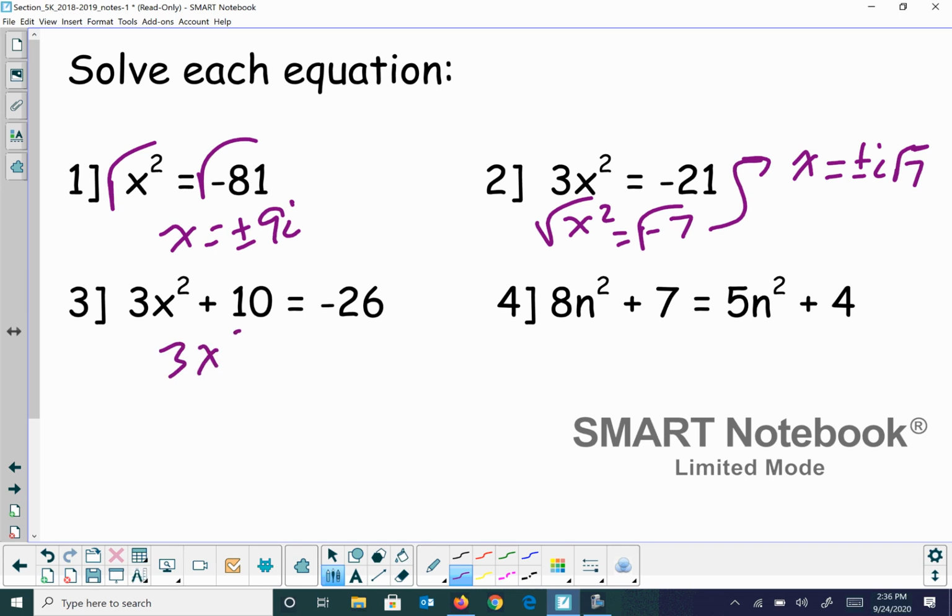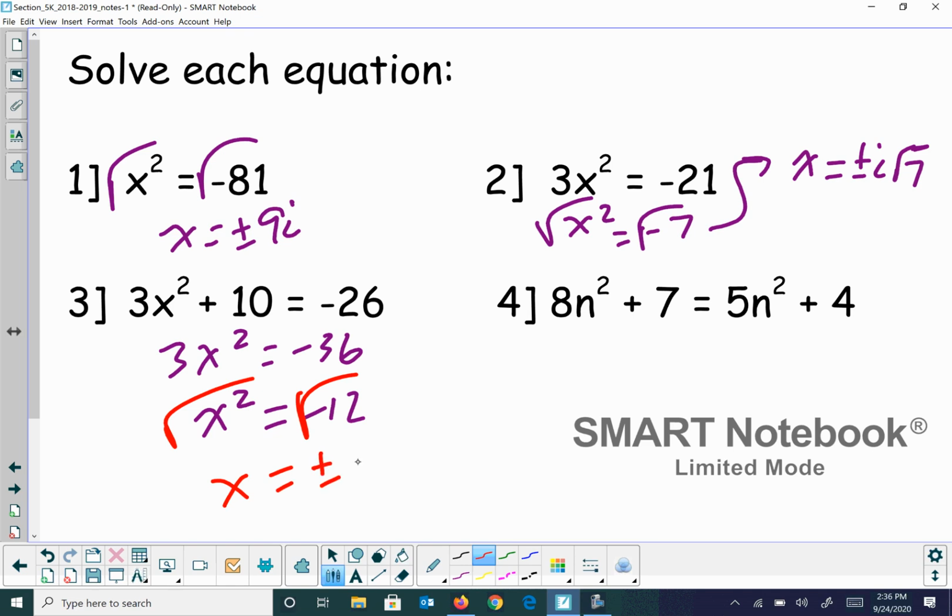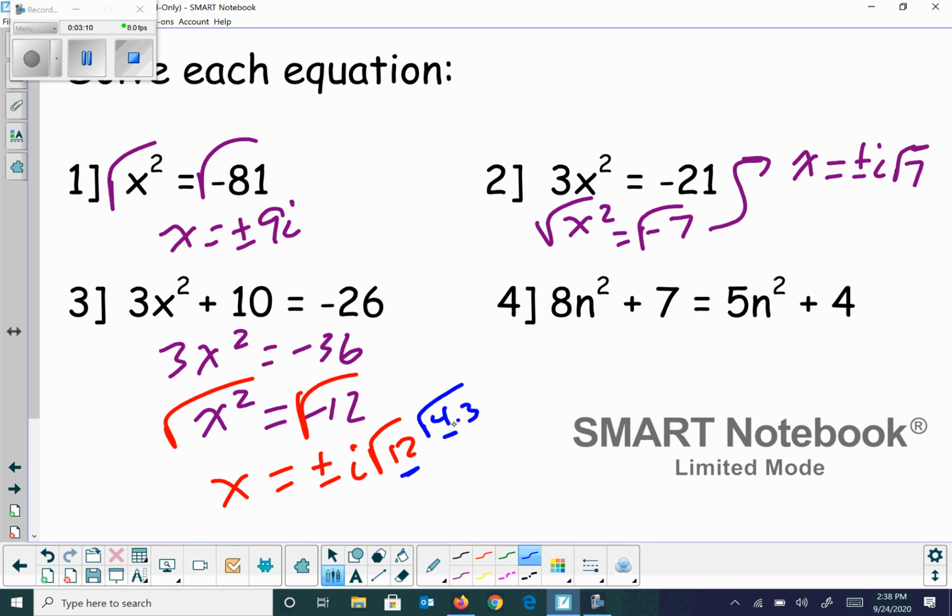Next problem, I'm going to subtract 10 from both sides. Divide both sides by 3. And I'm going to take the square root of both sides. So I get the i in there. So I get i root 12. But on this problem, we can start breaking 12 down, because 12 breaks down to 4 times 3. So square root of 4 is 2. So on this one, I'm going to get plus or minus 2i root 3, because the 12 broke down. Notice where the 2 and the i is, in between the 2 and the radical 3. That's the nicer way of writing it.